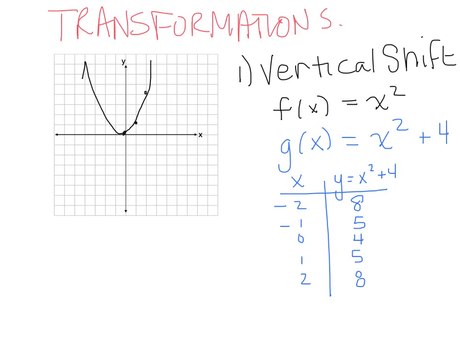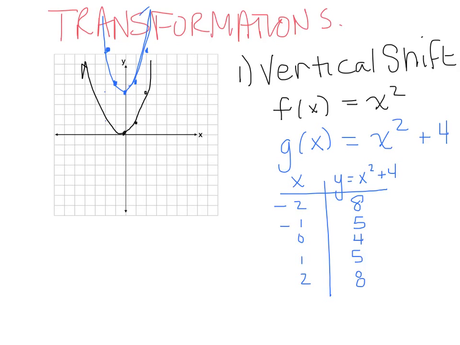Okay. My new graph, the g of x graph, the vertically shifted graph, is different. It's -2 and 8. Oh gosh, 1, 2, 3, 4, 5, 6, 7. It's right up here at the top. So I can just fit it. -1 and 5. 1, 2, 3, 4, 5. 0 and 4. 1, 2, 3, 4. 1 and 5. 2 and 8. It looks more like this.